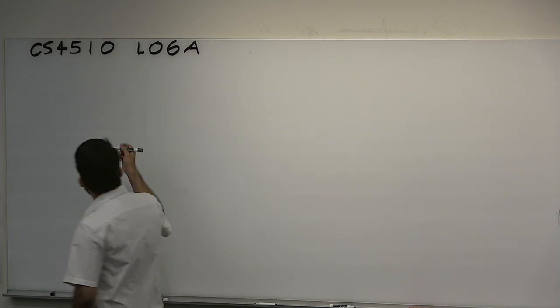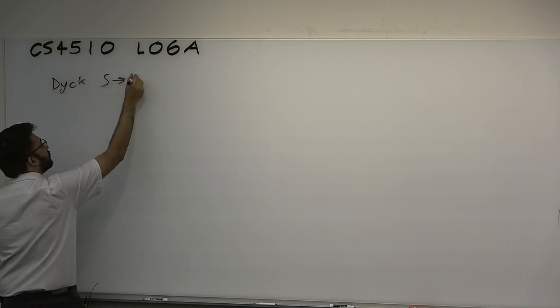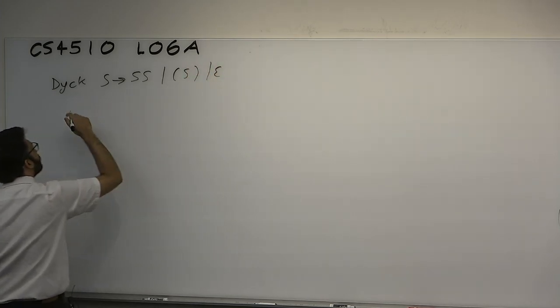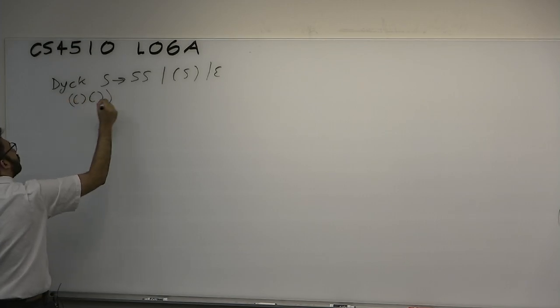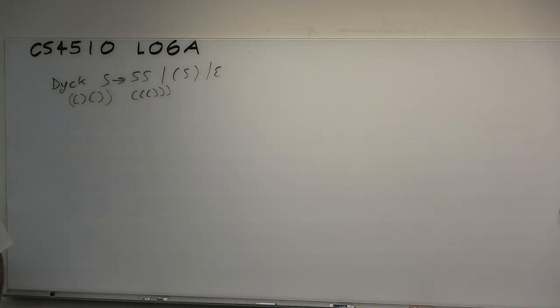Like the Dyck language. The grammar is S goes to SS, or open S close, or epsilon, and it produces strings like open close. Do you remember in a data structures class maybe that you had to implement some kind of program to recognize valid calculator arithmetic expressions? You had pluses and subtractions and divisions, and you had to write a program to solve the equation. Do you remember what data structure you used?